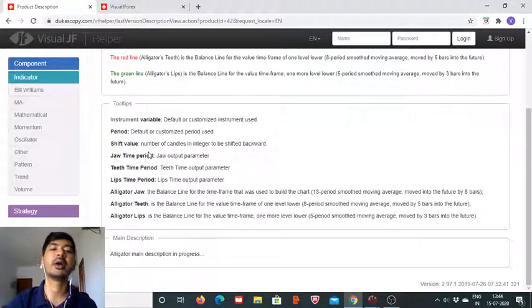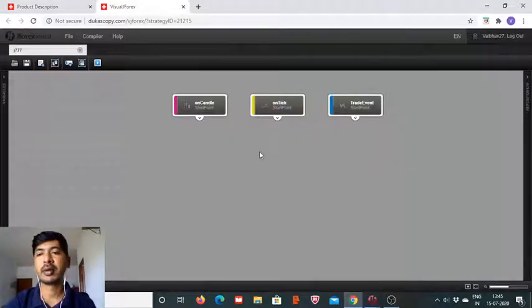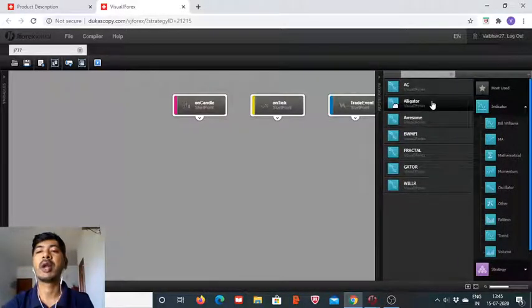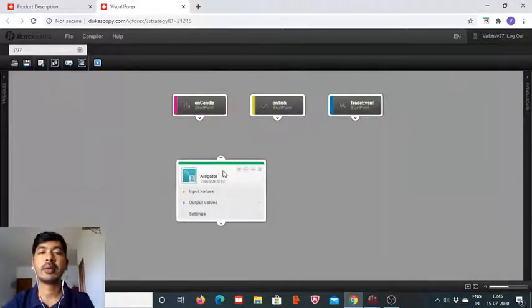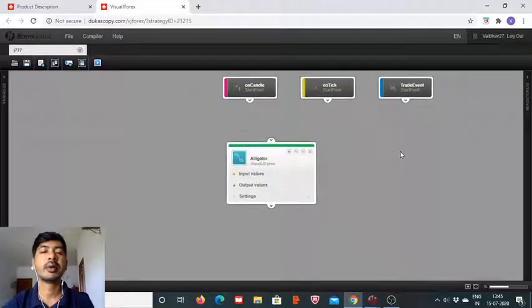Here, these are all the parameters, input as well as output parameters, which you will be able to use while defining the alligator indicator on the Visual JForex platform. So here is the alligator block, and whenever you will be using the alligator in any algorithmic setup, you will have to connect it either to the on candle, on tick, or trade event, depending on your requirement.